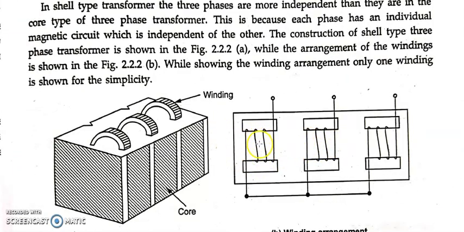Each phase has a separate core. So it has an individual magnetic circuit which is independent with respect to each other. The construction of a shell type 3-phase transformer is shown here.